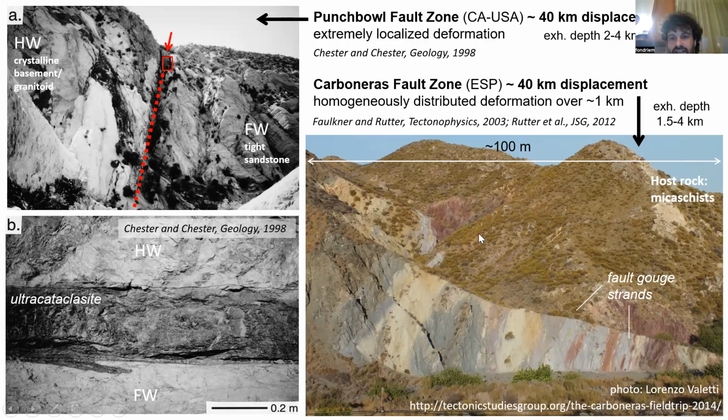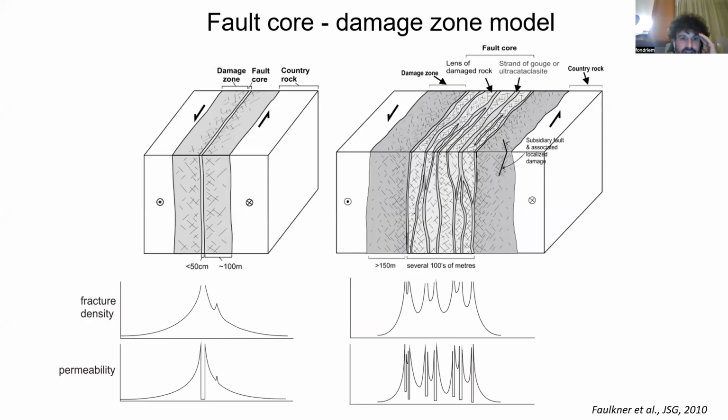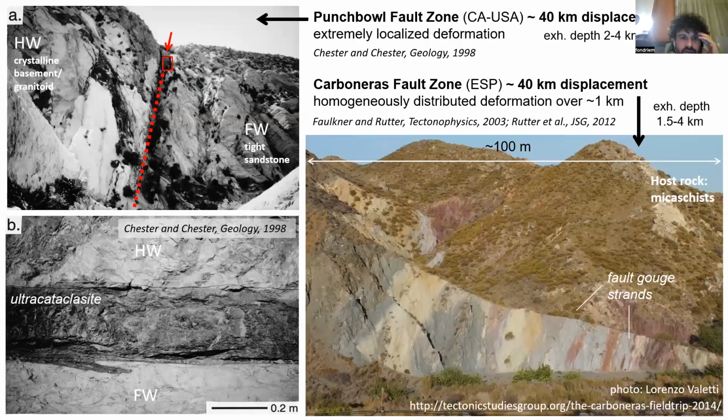And then you have another case of fault, which is the Carboneras fault, another big strike slip fault. Here you are in southern Spain. Again, the host rocks are siliciclastic rocks. The displacement of the fault is exactly the same. The exhumation depth is very similar to the one of the Punchbowl, but the structure is completely different. Here you have up to 1 kilometer thick fault core, and you have a lot of different strands of gouges, which accommodated the deformation in a much more distributed way. So it's exactly, if you want, the actual example of these two models, of very localized fault core and very distributed deformation.